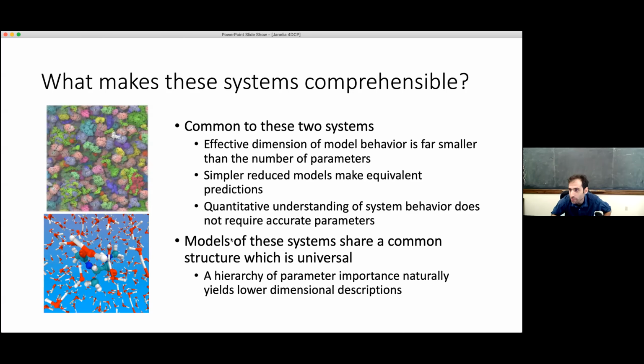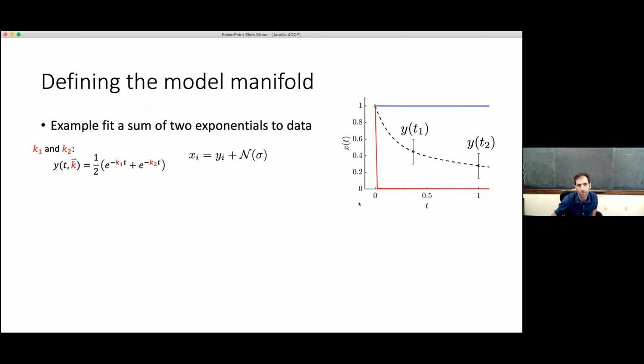Okay, and what I'm going to be telling you about next is that both of these models share a common universal structure, which allows this to happen. And this is going to lead to a hierarchy of parameter importance that's really responsible for these features. Okay, so as an example where we can really calculate this model manifold, which explains this, I want you to think about an even simpler system where I'm trying to fit a sum of two exponentials to data. So my model looks something like this. I'm assuming that at time points t, the rate of radioactive decay is going to be given by the sum of two exponentials. And I'm going to try and understand these two parameters, k1 and k2. And my assumption is that my model predicts that I will see this plus a little bit of Gaussian noise.